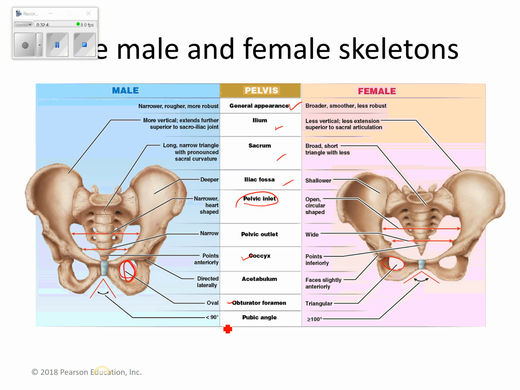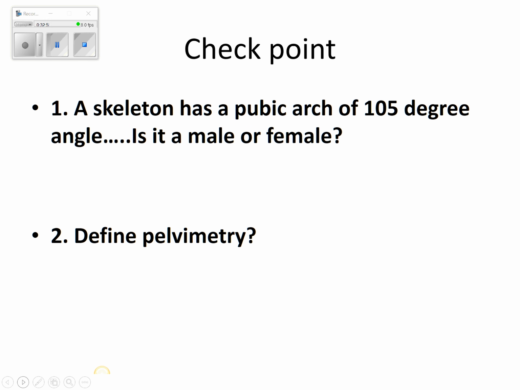Pubic angle, again, this is the main one I ask a lot about. Usually it's male less than 90 degrees, female it's larger than 90 degrees. So if a skeleton has a pubic arch of 105-degree angle, is it a male or is it a female? It'll be a female. Define pelvimetry. That is an assessment of the female pelvis in relation to the birth of a baby. So it's used to decide if a natural vaginal birth is possible or if they need to use a cesarean section.